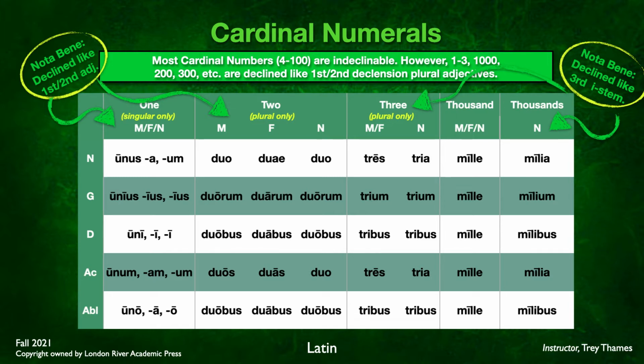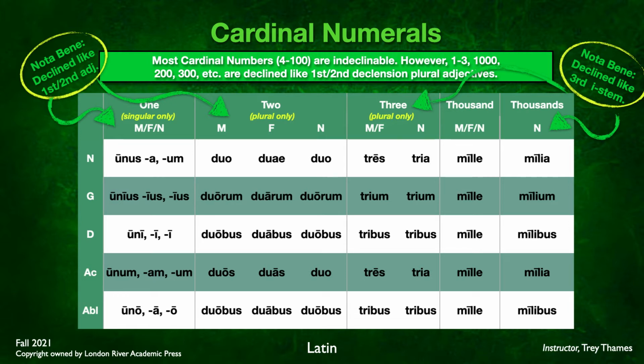You do have the -arum that you would normally expect in the genitive plural. You have the -obus. It's not -ibus, but -obus. You do need to note the difference here. Duobus, duabus, and duobus, masculine, feminine, neuter. However, you do see the accusative normal endings for first and second declension, -os, -as, and again, the neuter rule, whatever is in the nominative needs to be in the accusative, so you have duo here.